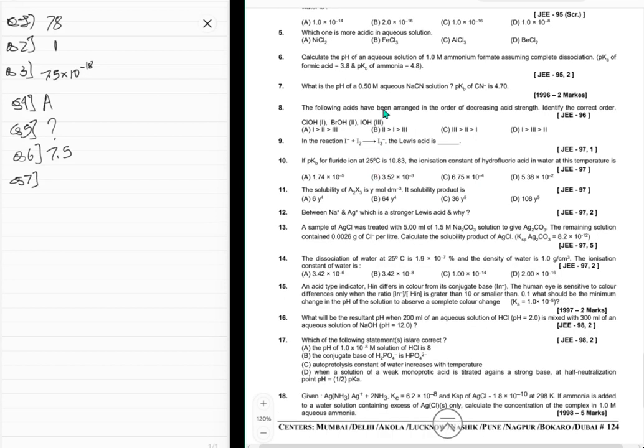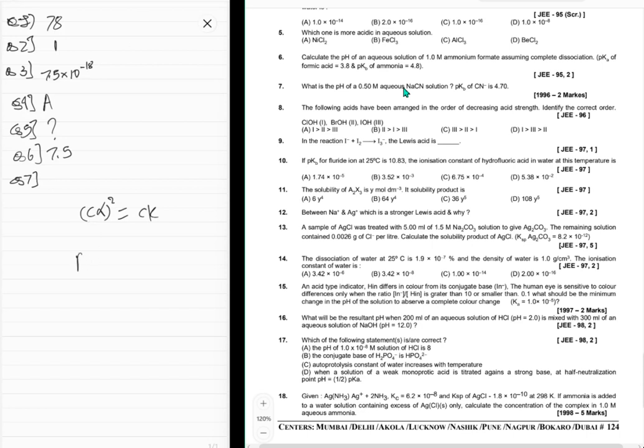What is the pH of 0.5 molar aqueous NaCN solution? So pKb of, oh, nice. I thought you would give us the pKa of HCN. But yeah, so pKb is 4.7. And what's the pH of 0.5 molar aqueous NaCN? So yeah, just C alpha square is C times K. That will give us the pOH value. C alpha is our concentration of OH minus.